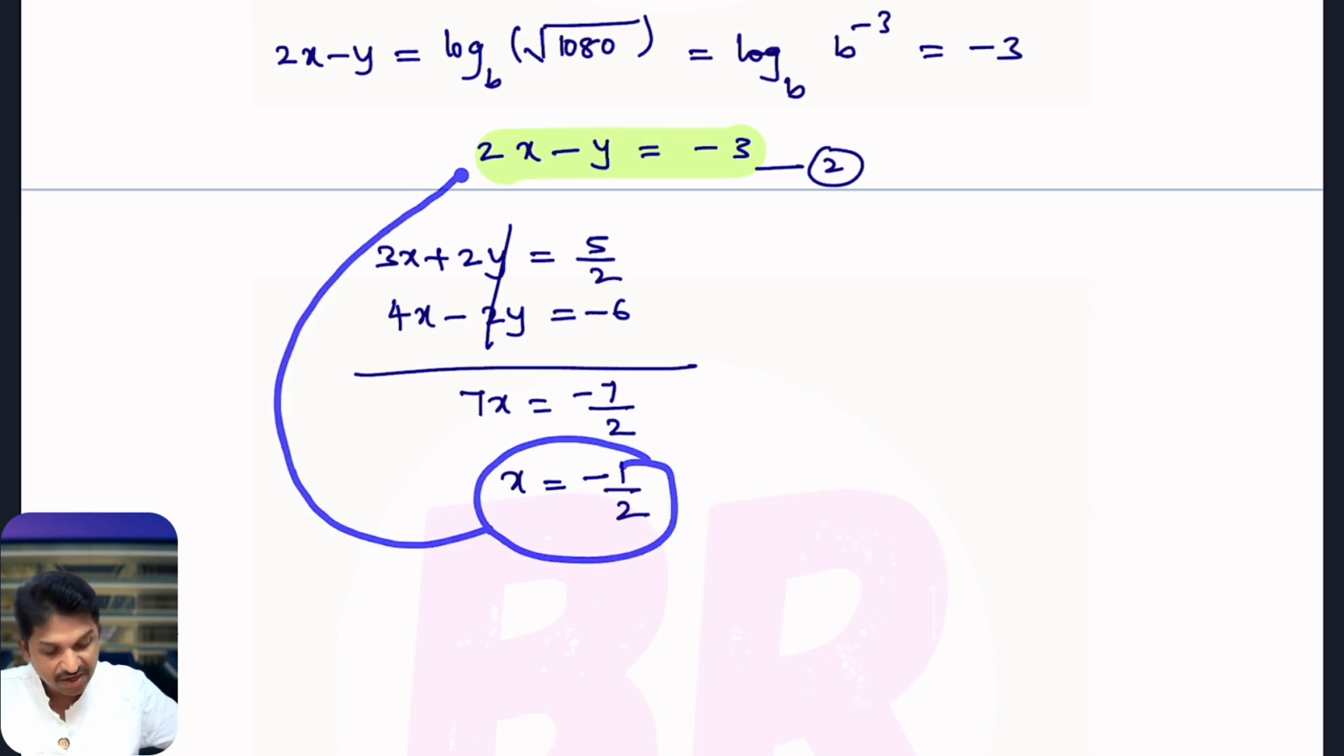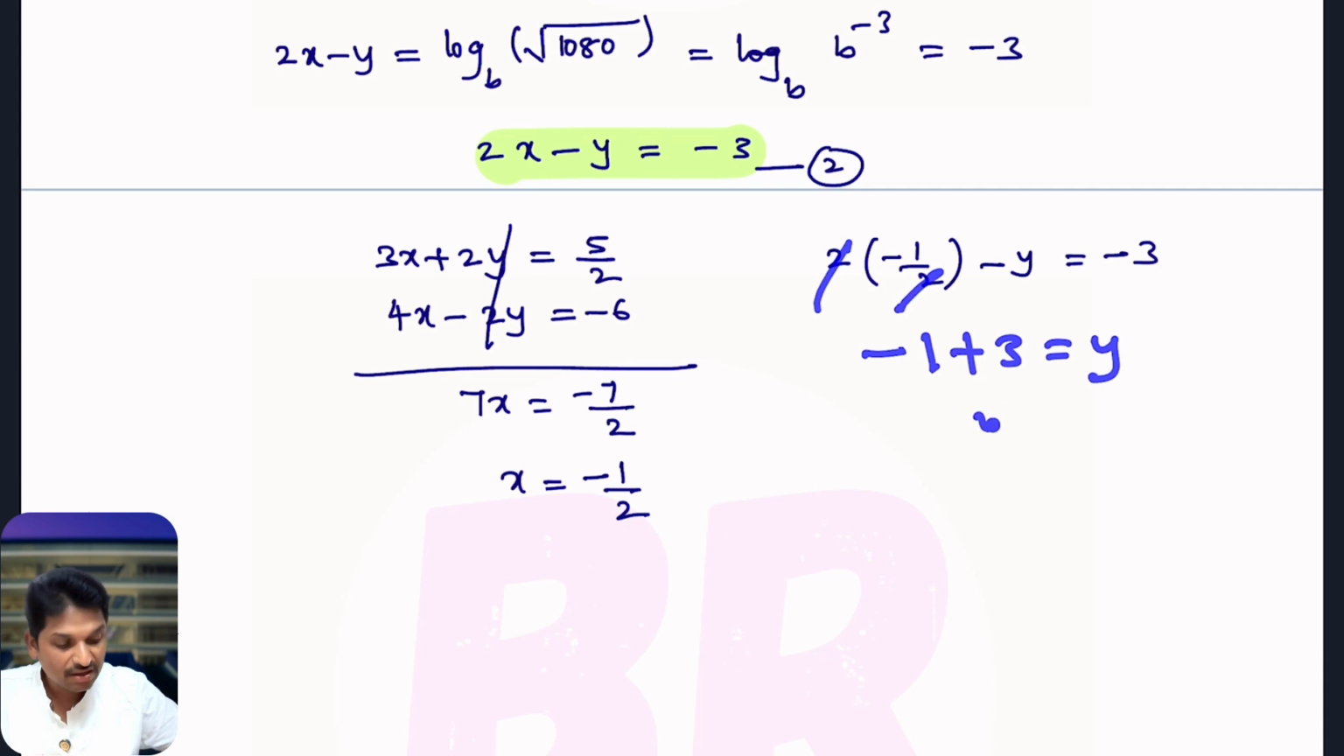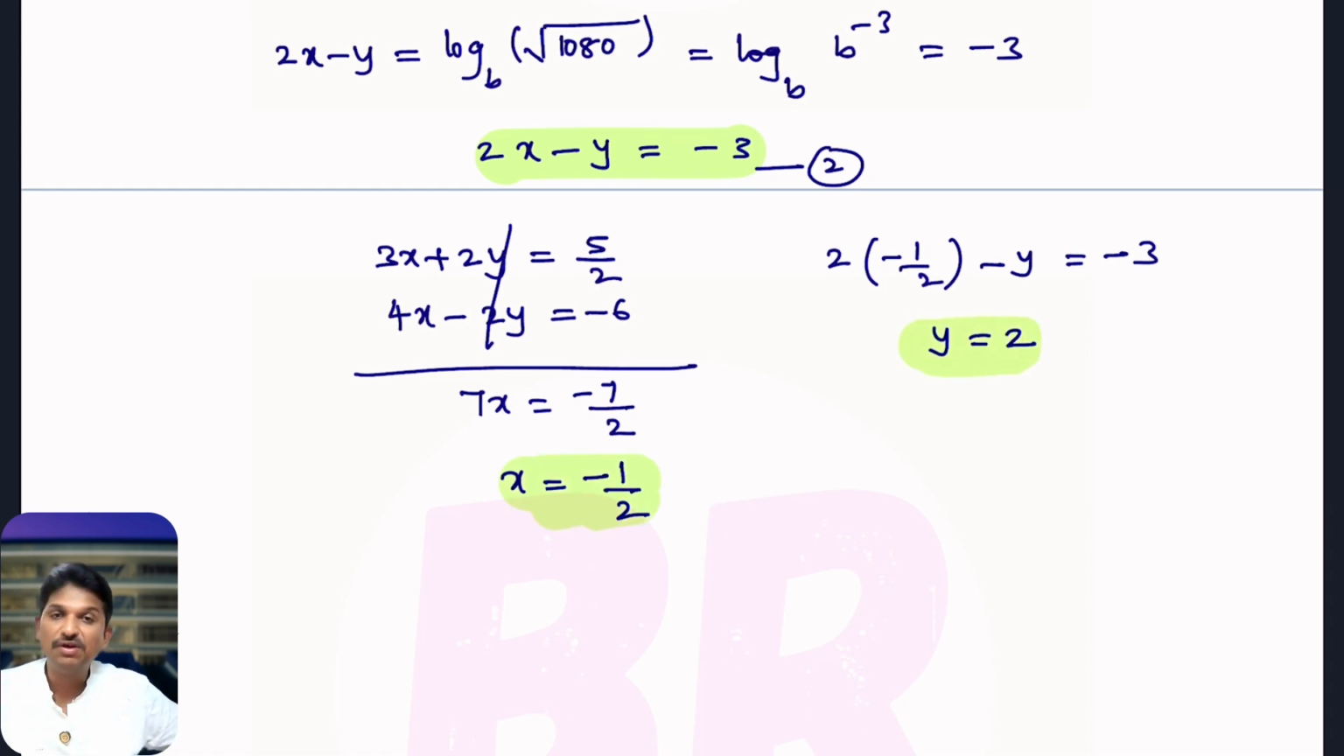Substitute this x value in this equation. 2 times of minus 1 by 2 minus y equal to minus 3. This 2 will get cancelled. Okay, minus 1 plus 3 equal to y. So y equal to 2. If you simplify this, you will get y equal to 2. So you got x value as well as y value.